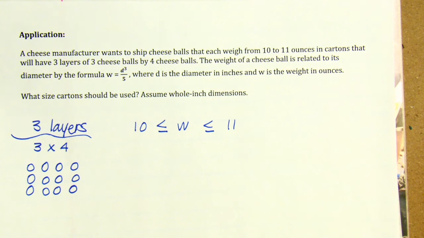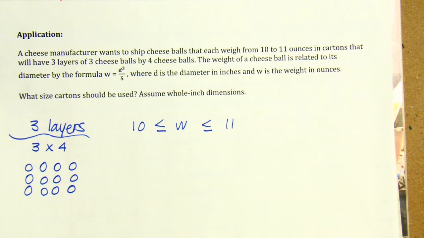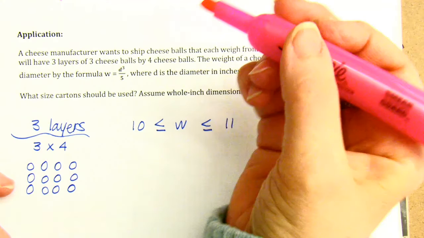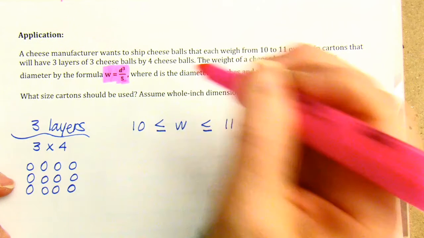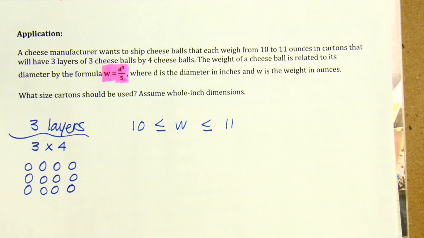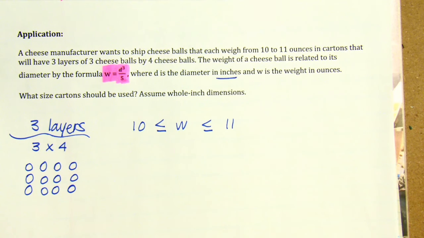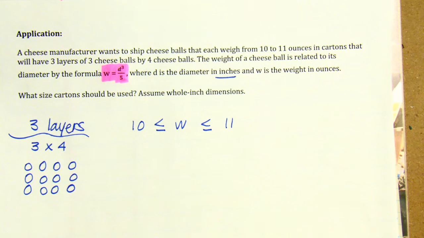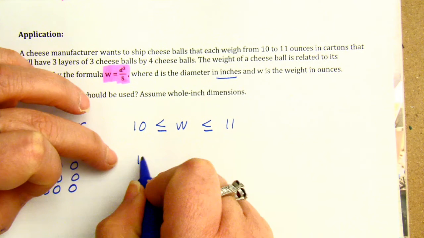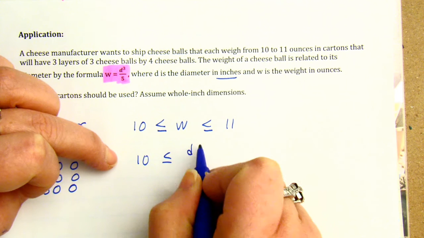All right. The weight of a cheese ball is related to its diameter by the formula W equals D cubed over 5, where D is the diameter in inches. Remember, you always have to include units if the units are known. In inches, and W is the weight in ounces. Well, folks, if W equals this, then this W also equals that. So I'm going to replace it with D cubed over 5.